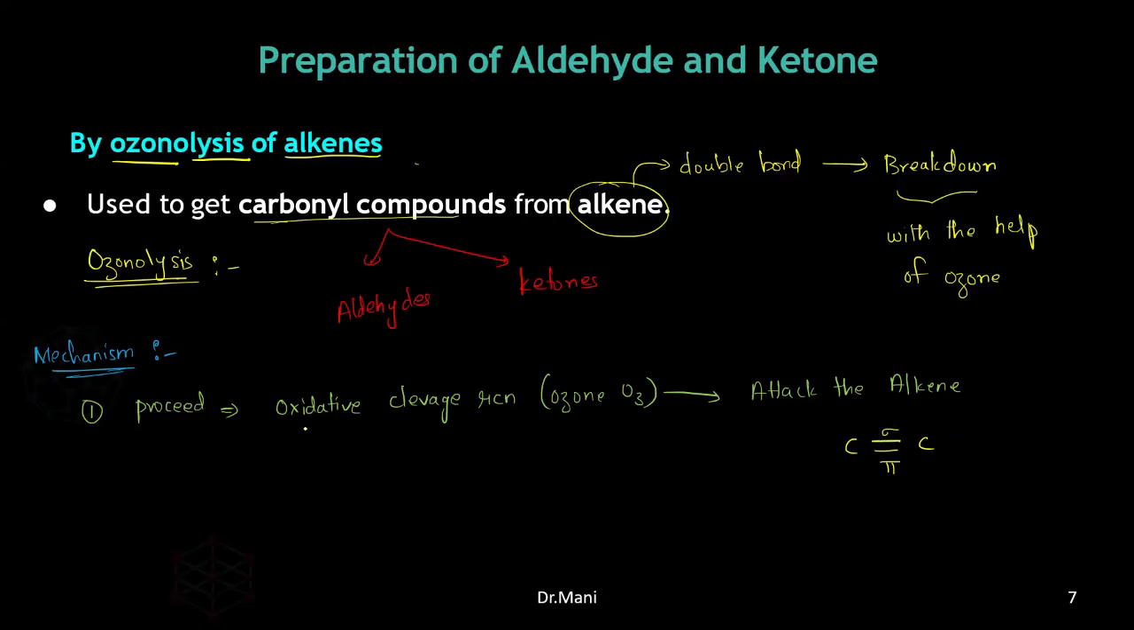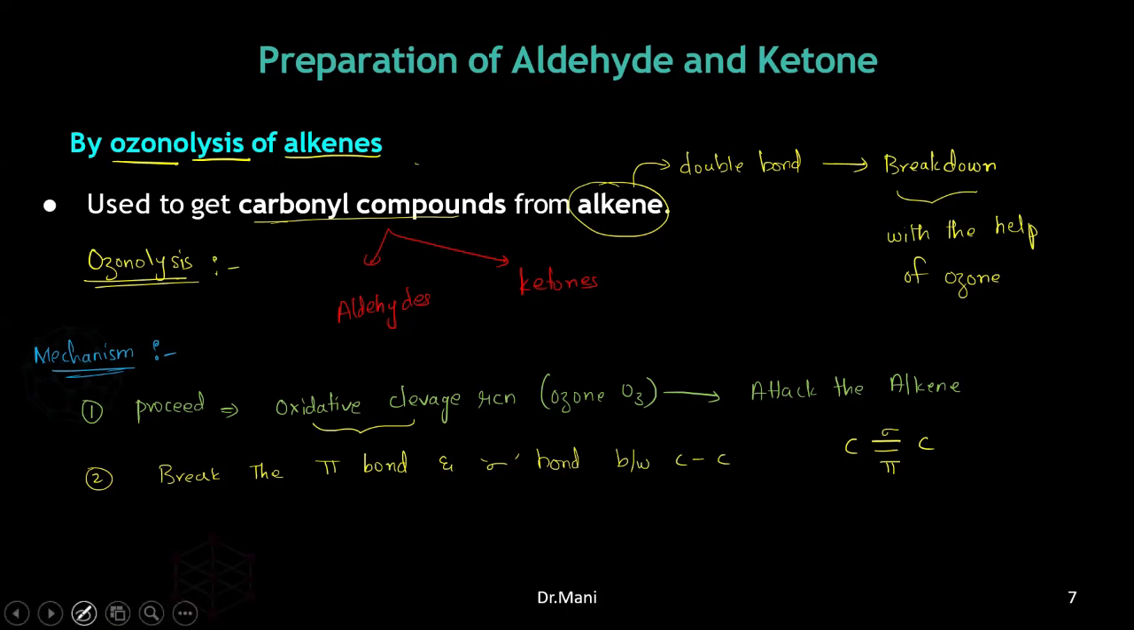Okay. So what does the oxidative cleavage reaction mean? It will break the pi bond and sigma bond between the carbon-carbon. Okay. So when you do that, an intermediate will be formed. So that intermediate is called the ozonide. So the intermediate, the ozonide, will be formed.